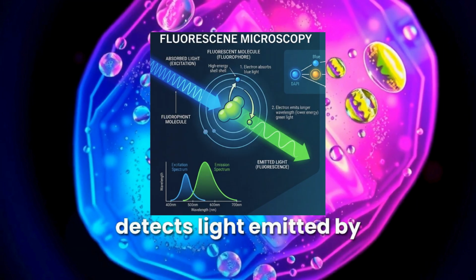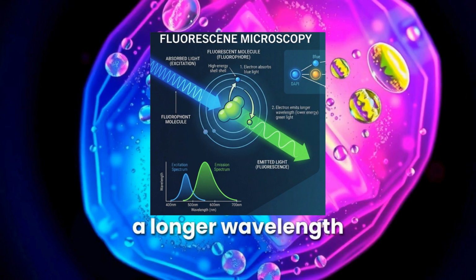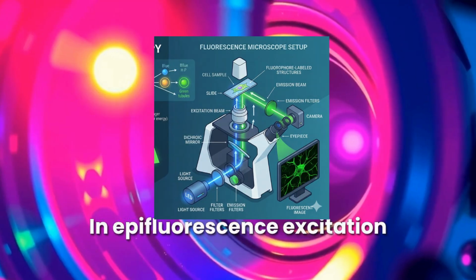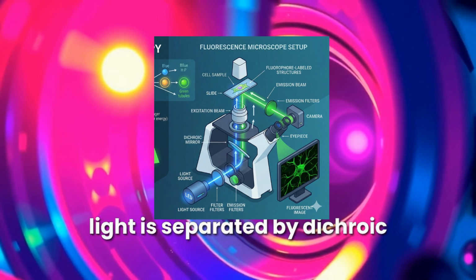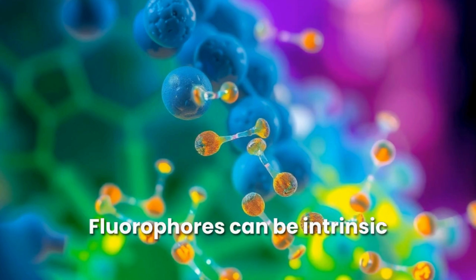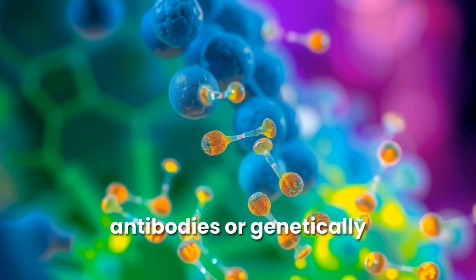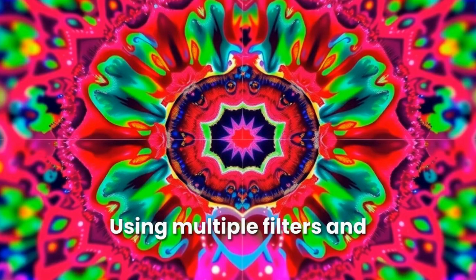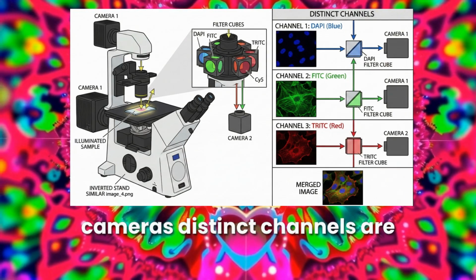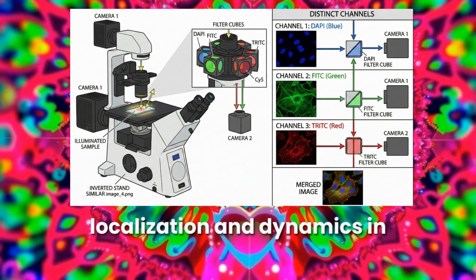Fluorescence microscopy detects light emitted by fluorophores that absorb one wavelength and emit another at a longer wavelength. In epifluorescence, excitation light hits the sample through the objective, and emitted light is separated by dichroic mirrors and filters. Fluorophores can be intrinsic or introduced via stains, antibodies, or genetically encoded fluorescent proteins to tag specific molecules. Using multiple filters and cameras, distinct channels are captured and combined to reveal localization, co-localization, and dynamics in color.